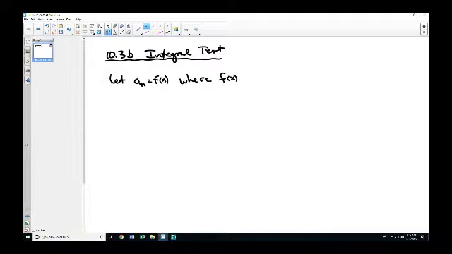f of x is positive and decreasing and continuous. Those are the conditions to use the integral test. So we have to have a function that is positive, decreasing, and continuous.